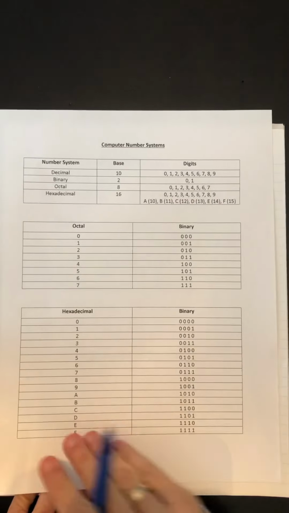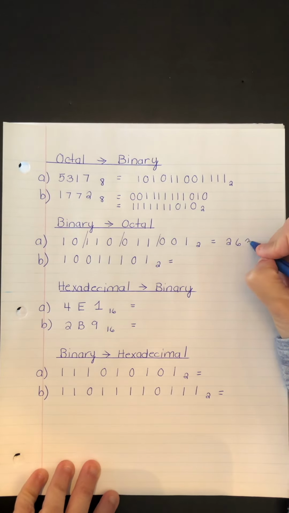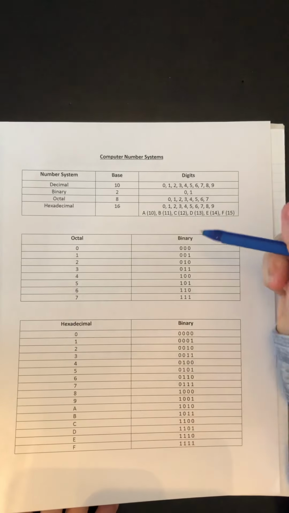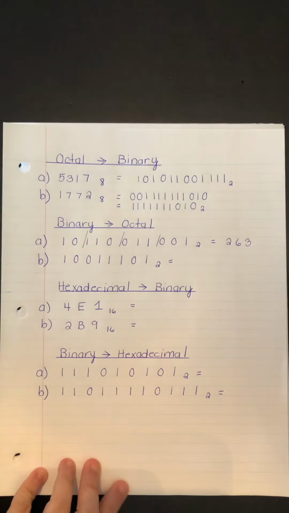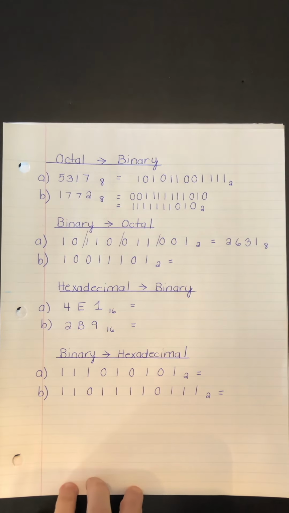Same story. Take a look at your chart. That's the octal 3. And lastly, 001. You'll find that right here is the octal 1. So we end up with 2, 6, 3, 1 with base 8.